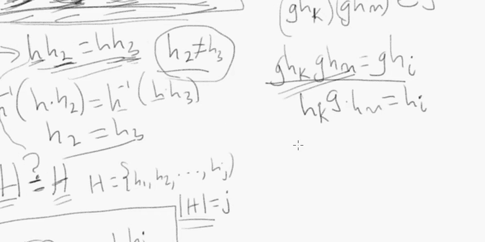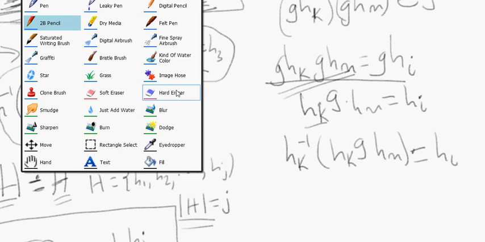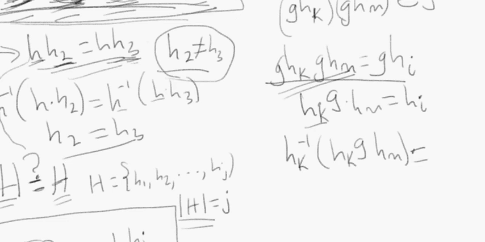Well, we can multiply both sides by hk inverse, because remember, hk is an element of the group, so it has an inverse. If we left multiply by hk inverse, we end up with hk inverse times hk multiplied by g times hm, and all of this has to equal hk inverse times hi. But hk inverse times hk just gives us the identity. So this equation reduces to g times hm.